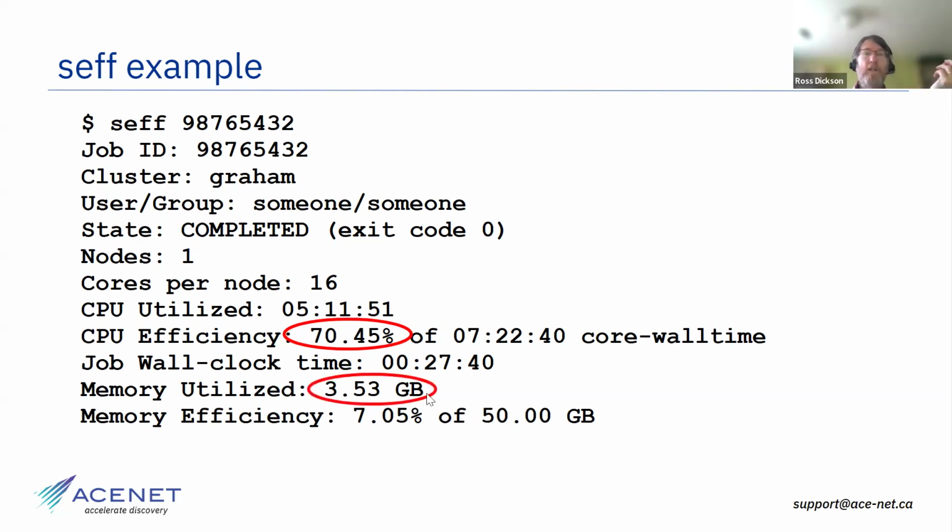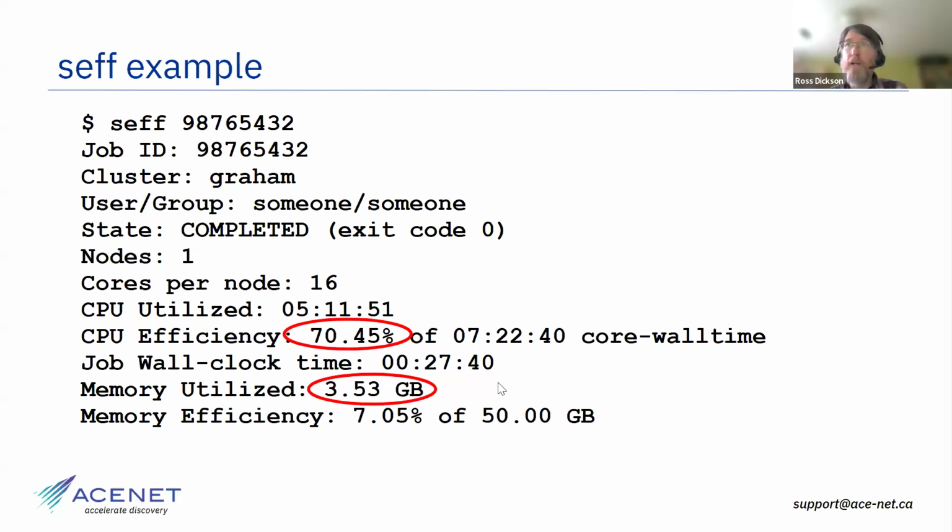Also, memory efficiency. Okay, here's a little worse. You asked for 50 gigabytes, and it only used 3.5 gigabytes at the maximum. So if you're going to run more jobs with the same code and roughly the same input, you could probably reduce your memory request a lot. You might be able to bring it down to like 4 gigabytes instead of 50. Or maybe you want some intermediate number because there's going to be some variation depending on your input. You need to know a little bit about your application. So that's the old school way to do it.